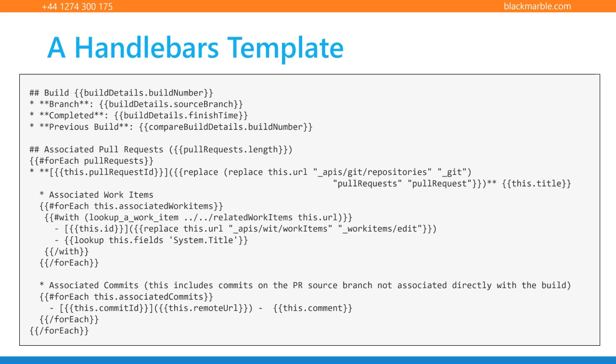So how does it basically work? Well, at its simplest, you put in something for the language you're using. So in my case, Markdown. So # build just makes it a level 2 heading. And then I use the double curly brackets. I give it the name of the object and then the property on that object that I'm interested in. So list the build number, which is sort of the build name. What branch was it on? When did it finish? And what was the previous build that I worked on? Nice and simple, because that's just a simple object, the build details.